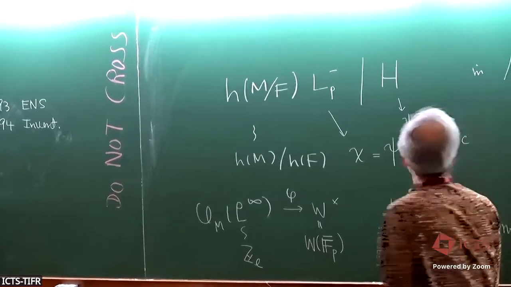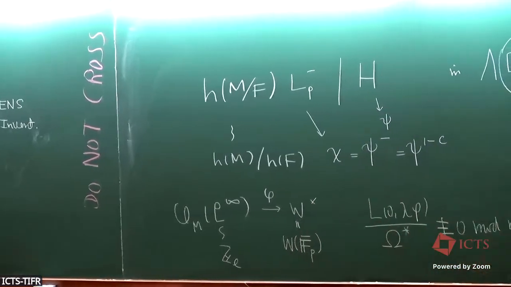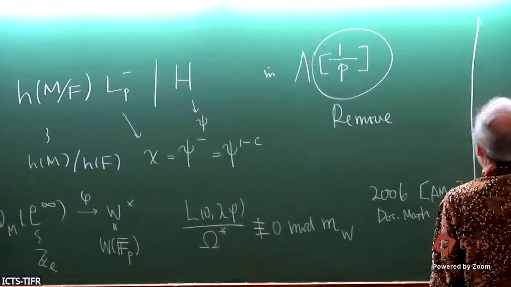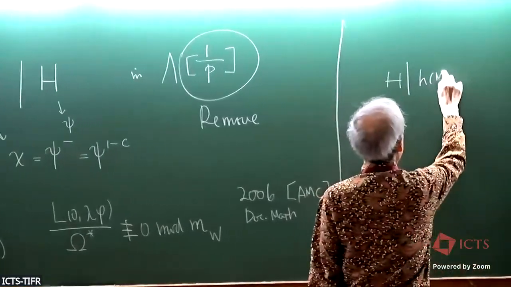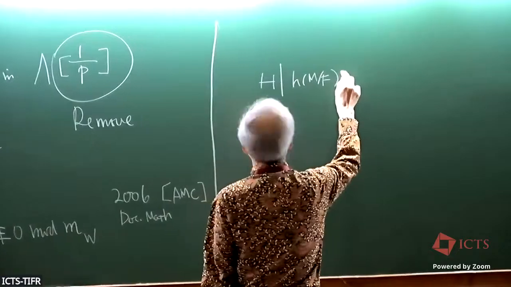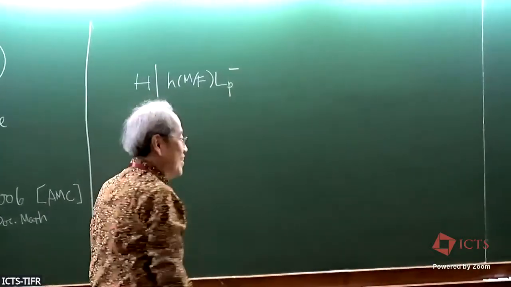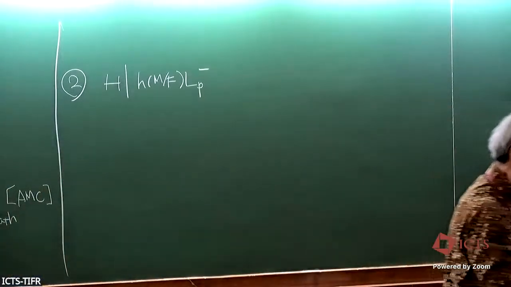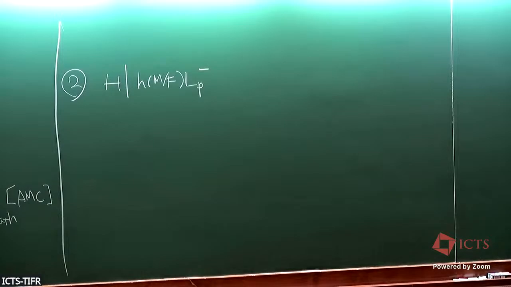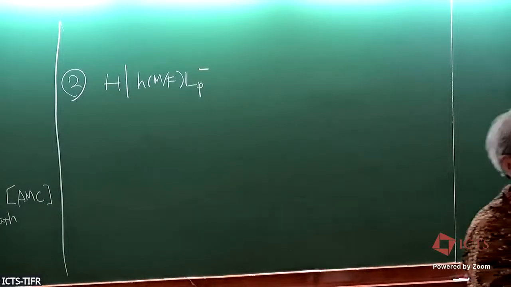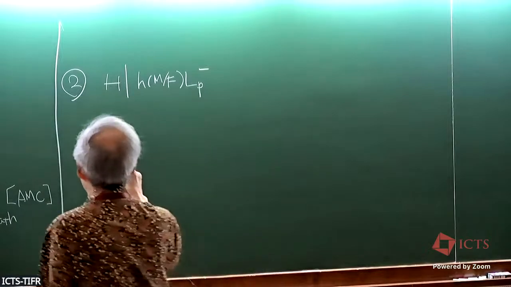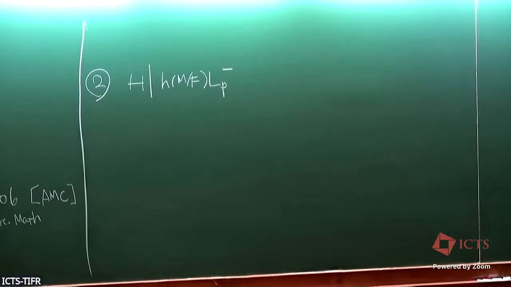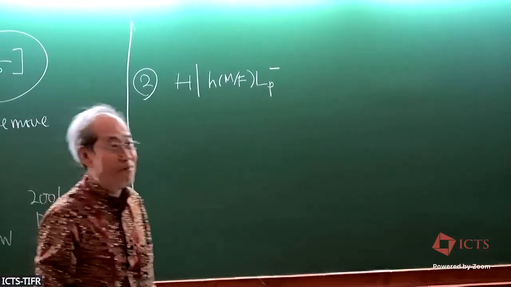The second thing I want to do is to try to prove that H divides h_M/h_F times L_p minus. This is the second thing. I will give a proof in the second lecture, but I start the preparation for the proof today. So the preparation for it, and removing this, is the main point of what I will do today. Okay?